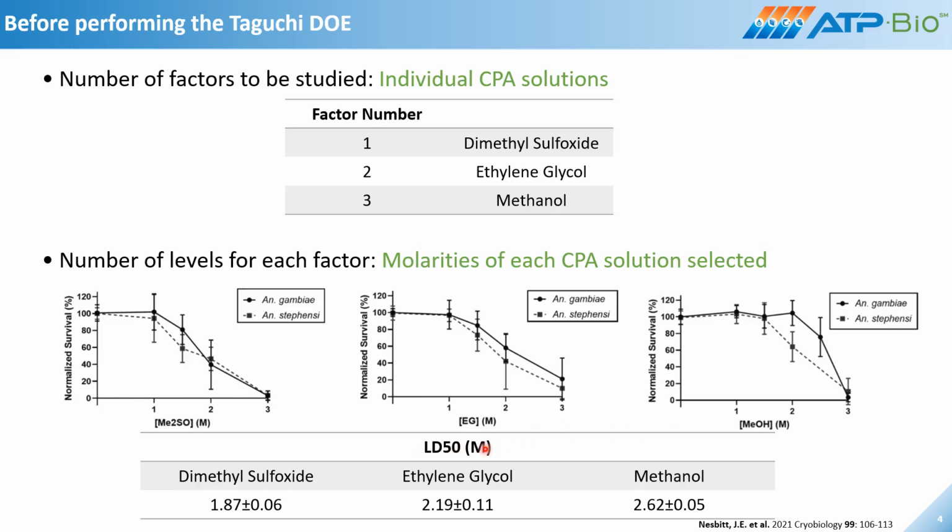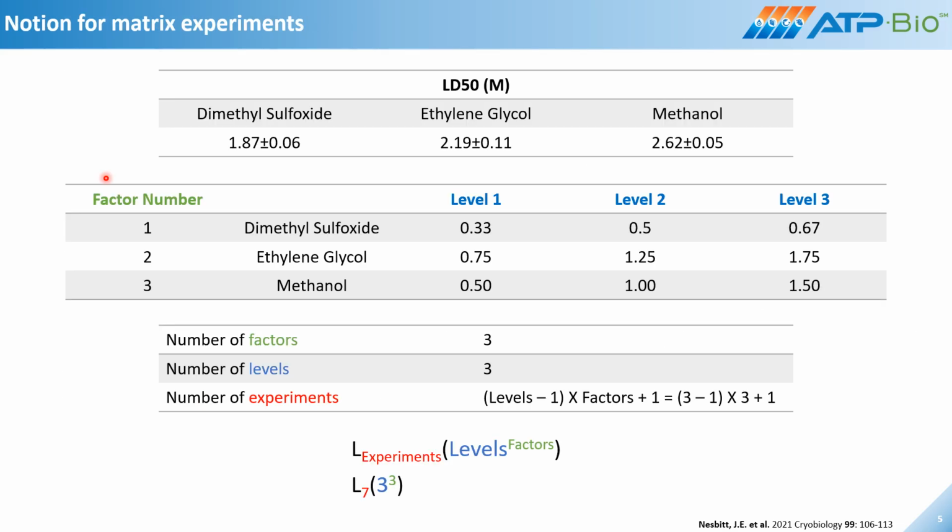Here, two different strains of mosquito larvae are considered, where the larvae were exposed to CPA for 1 hour and survival was quantified. Based on the survival data, as you can see here, LD50 values were identified. Here, we are focusing on the LD50 values and CPA cocktail design for Anopheles gambiae. Based on the LD50 values identified, we see that methanol is the least toxic while dimethyl sulfoxide is the most toxic. Now, we need to identify the concentrations at which these solutions can be added.